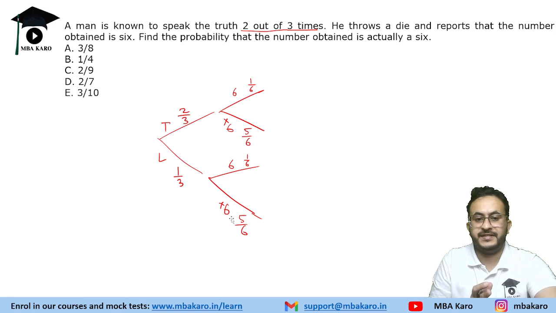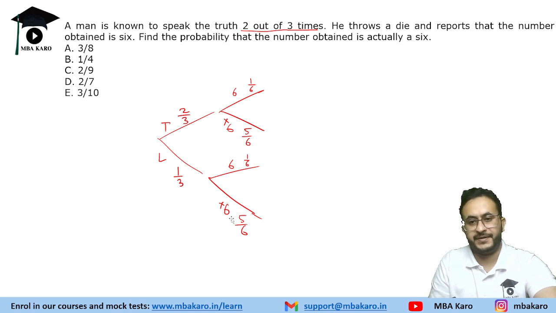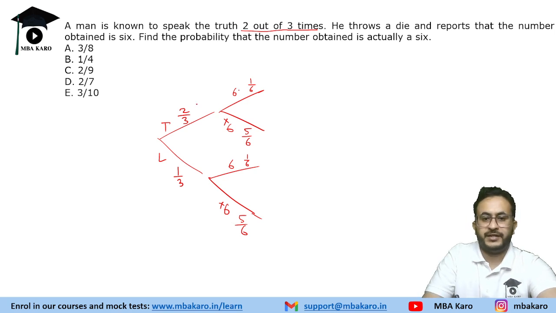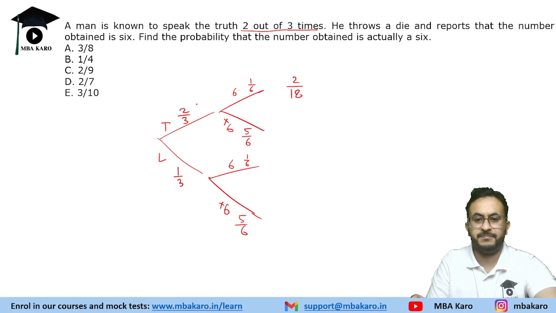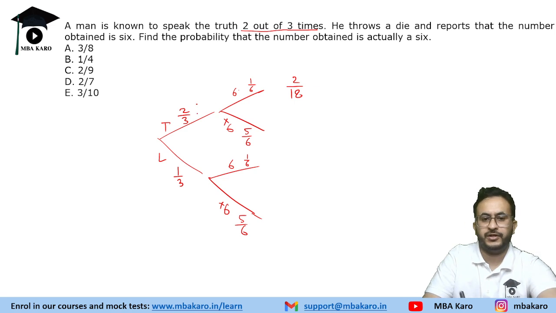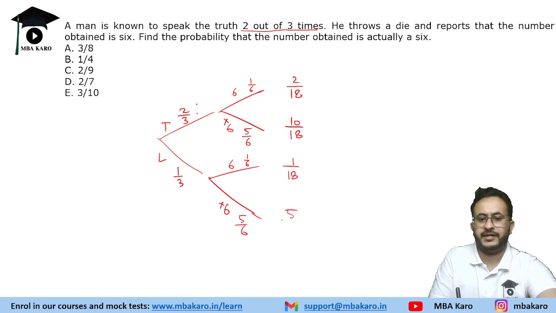So first thing is we will multiply these probabilities. Okay. So 2 by 3 into 1 by 6. So we are taking 2 by 18. We are not simplifying as of now because ultimately we have to do some addition. That will be simple if we do not change the denominator. So 2 into 5, 10 by 18, right? And then we have 1 by 18 and then we have 5 by 18.